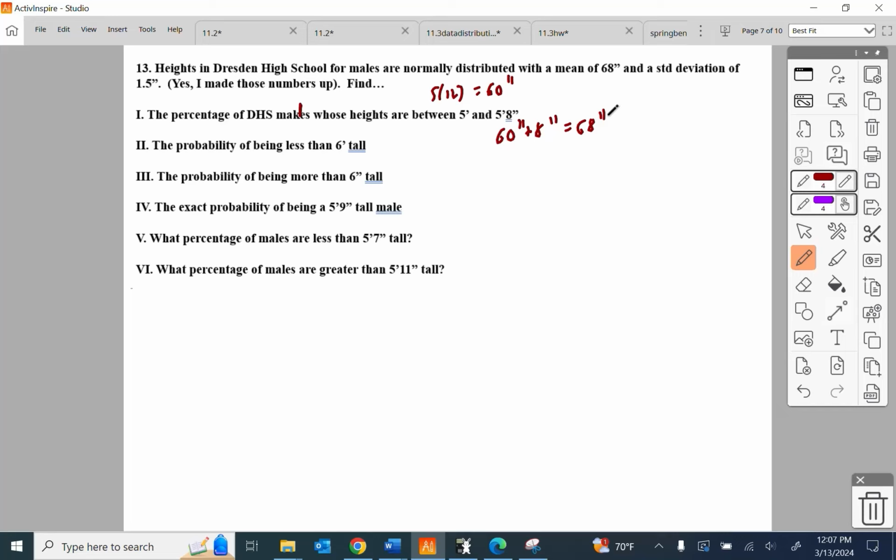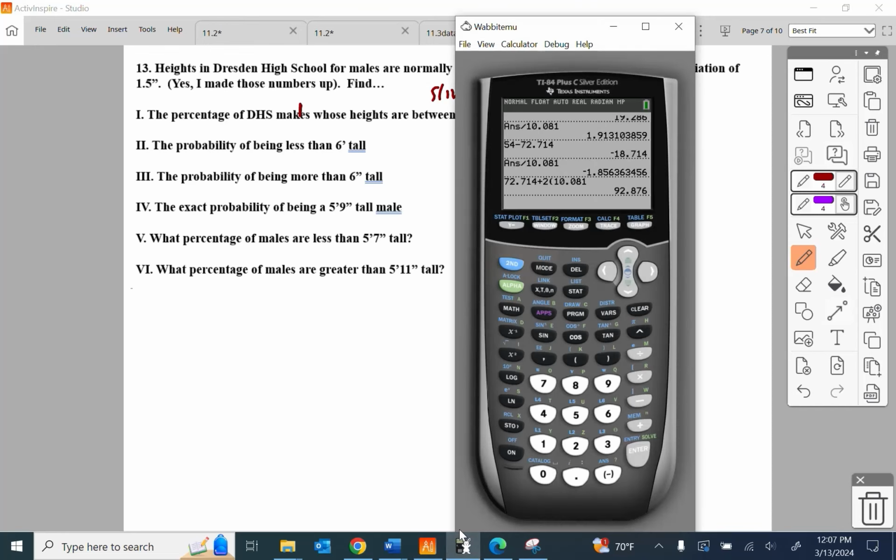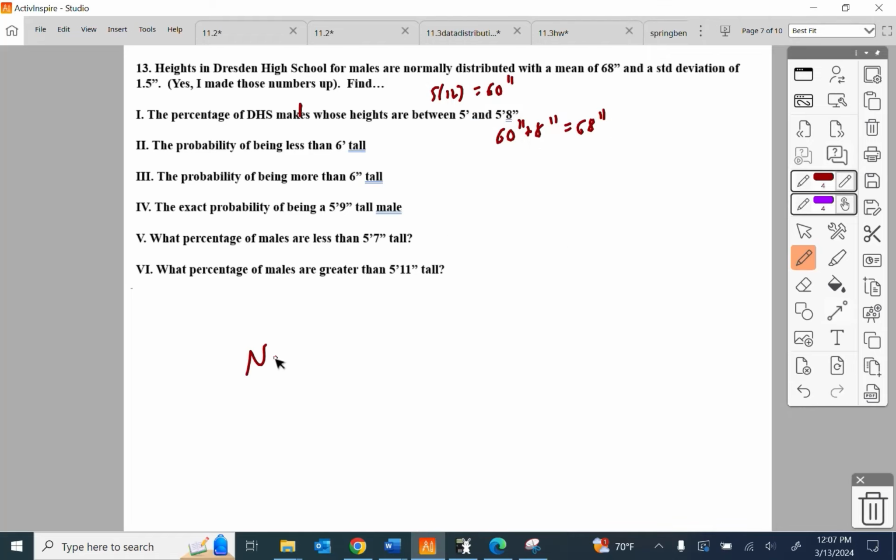I had a brain fart here, I'm pretty sure this is the normal CDF. Second, VARS, yeah, the normal cumulative density function. So we're using normal cumulative density function.